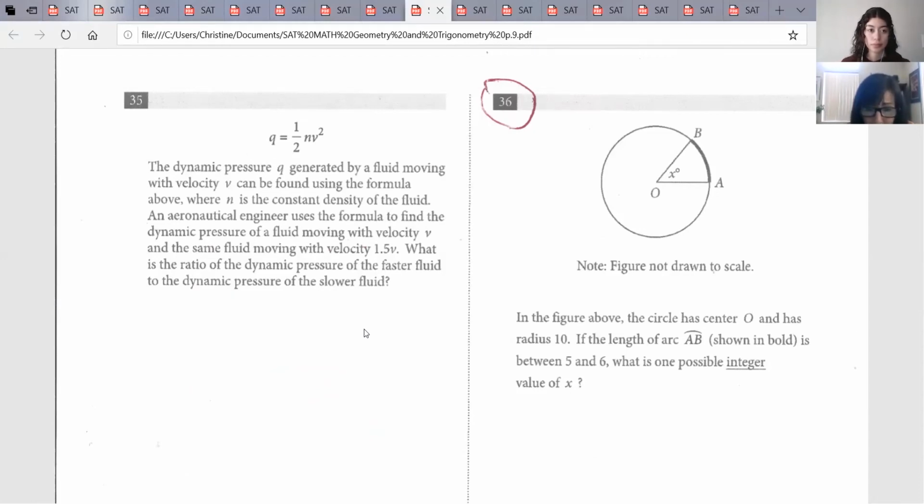So label everything, draw your circle, label the radius. Notice an arc. We don't need an arc formula. And they tell us that AB is something between 5 and 6. What's the value of x? That is the number of degrees of that angle. Any thoughts? How are we going to get there?